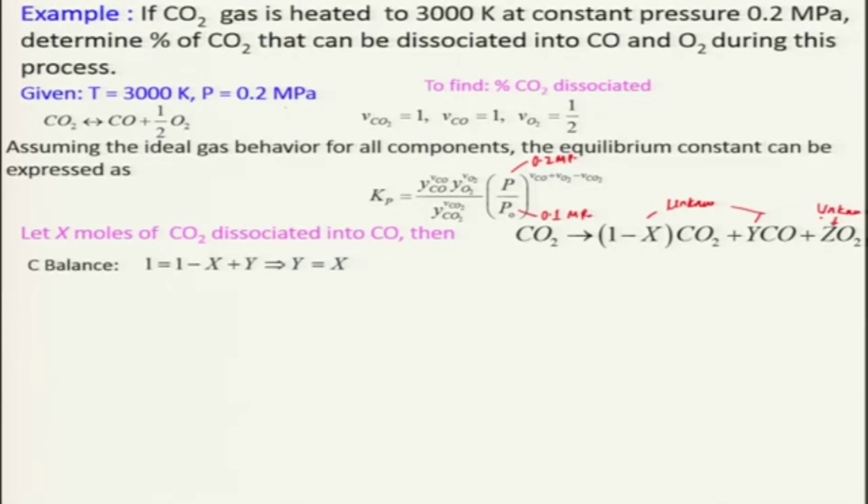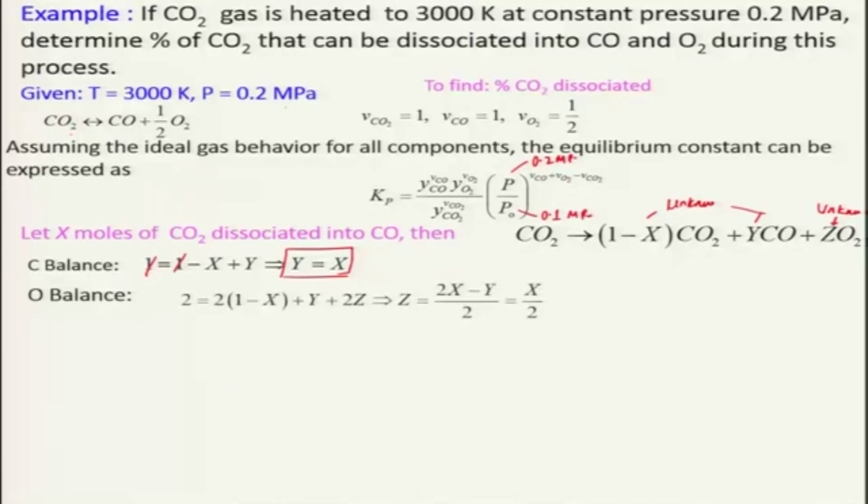So, we will have to do a C balance, because as I told you, we will have to do an elemental balance: 1 minus x plus y. If you look, this cancels out, and y is equal to x. Similarly, if I do the O balance on both the left-hand side and the other side, you will find 2 equals 2 times (1 minus x) plus y plus 2z, and if you simplify it you will get z equal to x by 2.